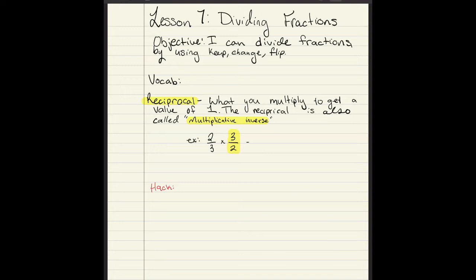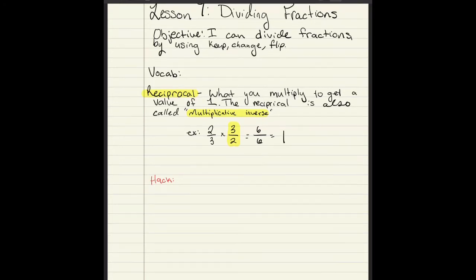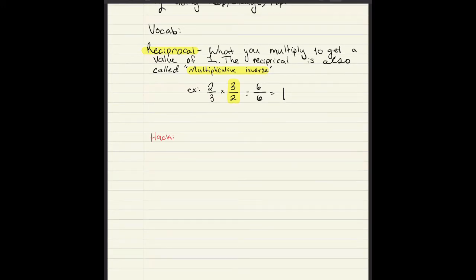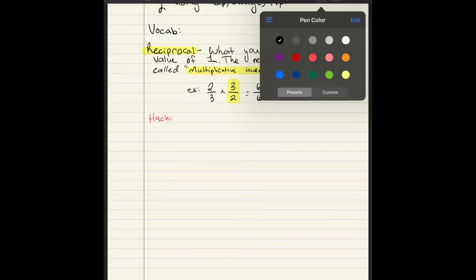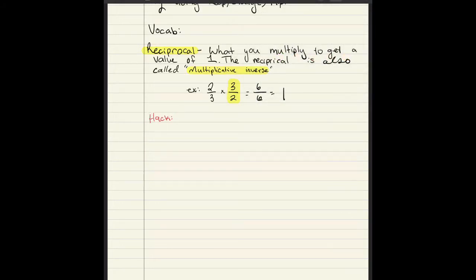So if we were to multiply straight across, we would get 3 times 2 equals 6, and 3 times 2 again equals 6. And when you reduce that, 6 divided by 6 is 1. So see how our value is 1. But here's my little hack for remembering what a reciprocal or a multiplicative inverse is.